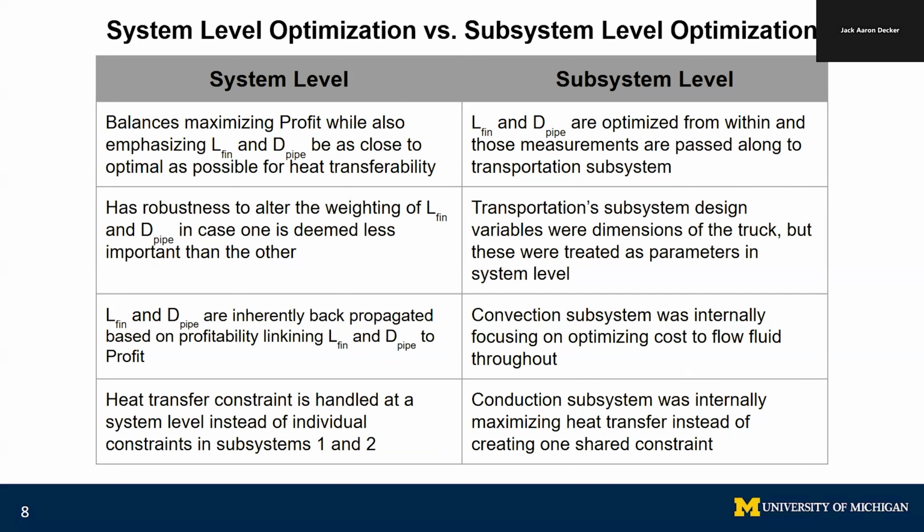Additionally, at the system level, the weighting of the design variables is malleable, various variables are backpropagated, and heat transfer is handled at a system level, all of which allow for subsystems 1 and 2 to contribute in the most efficient way towards improving profitability. In the subsystem level optimization, each subsystem was internally trying to optimize and pass along variables, which created a strong design but left room for it to become even better.